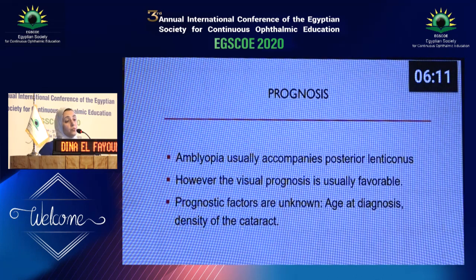Regarding the prognosis of posterior lenticonus, most of the cases encountered are unilateral, so most of the cases usually suffer from amblyopia after the removal of the cataract. However, the visual prognosis of such cases is usually favorable, and the prognostic factors are unknown, but age at diagnosis and the density of the presenting cataract remain the two main important factors for the prognosis of such cases.